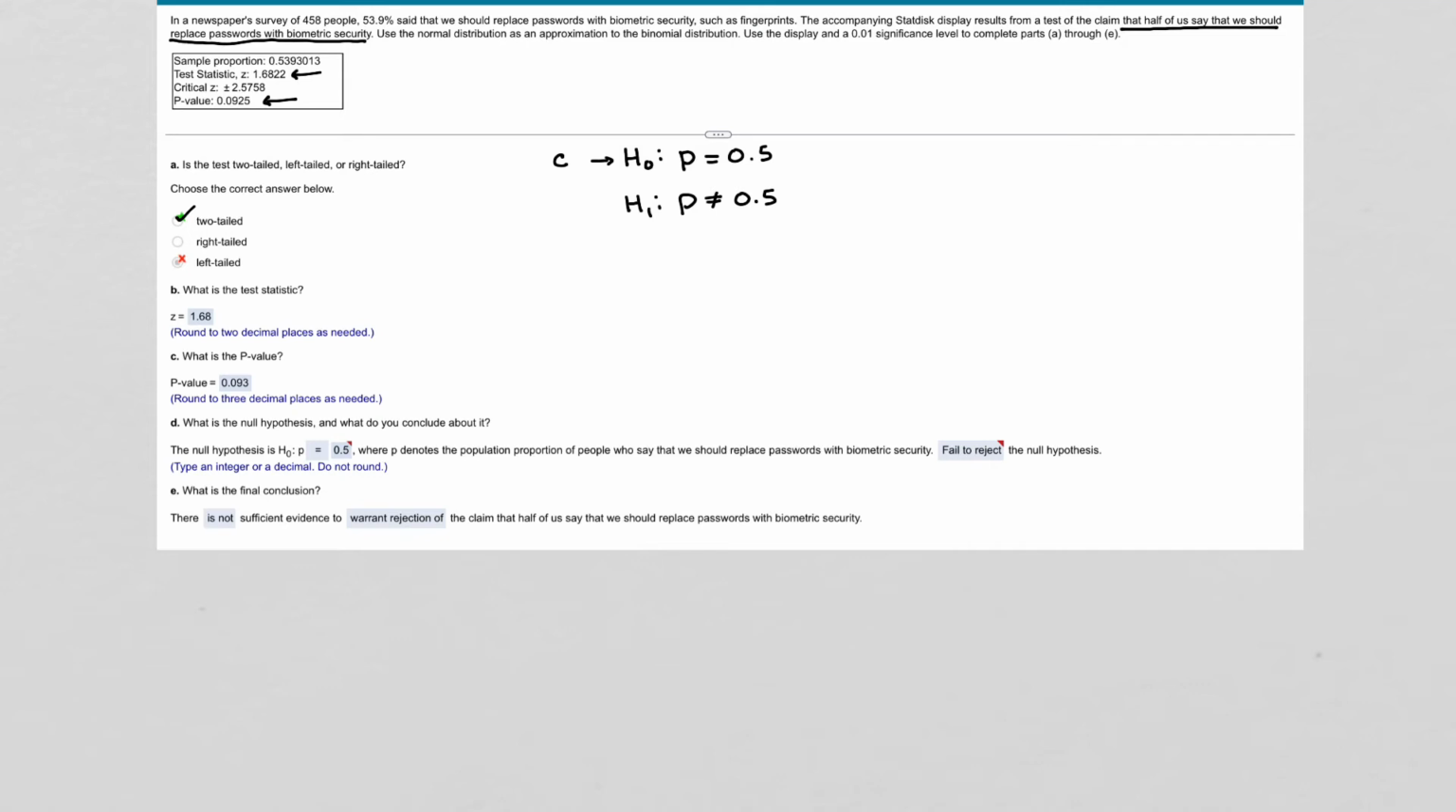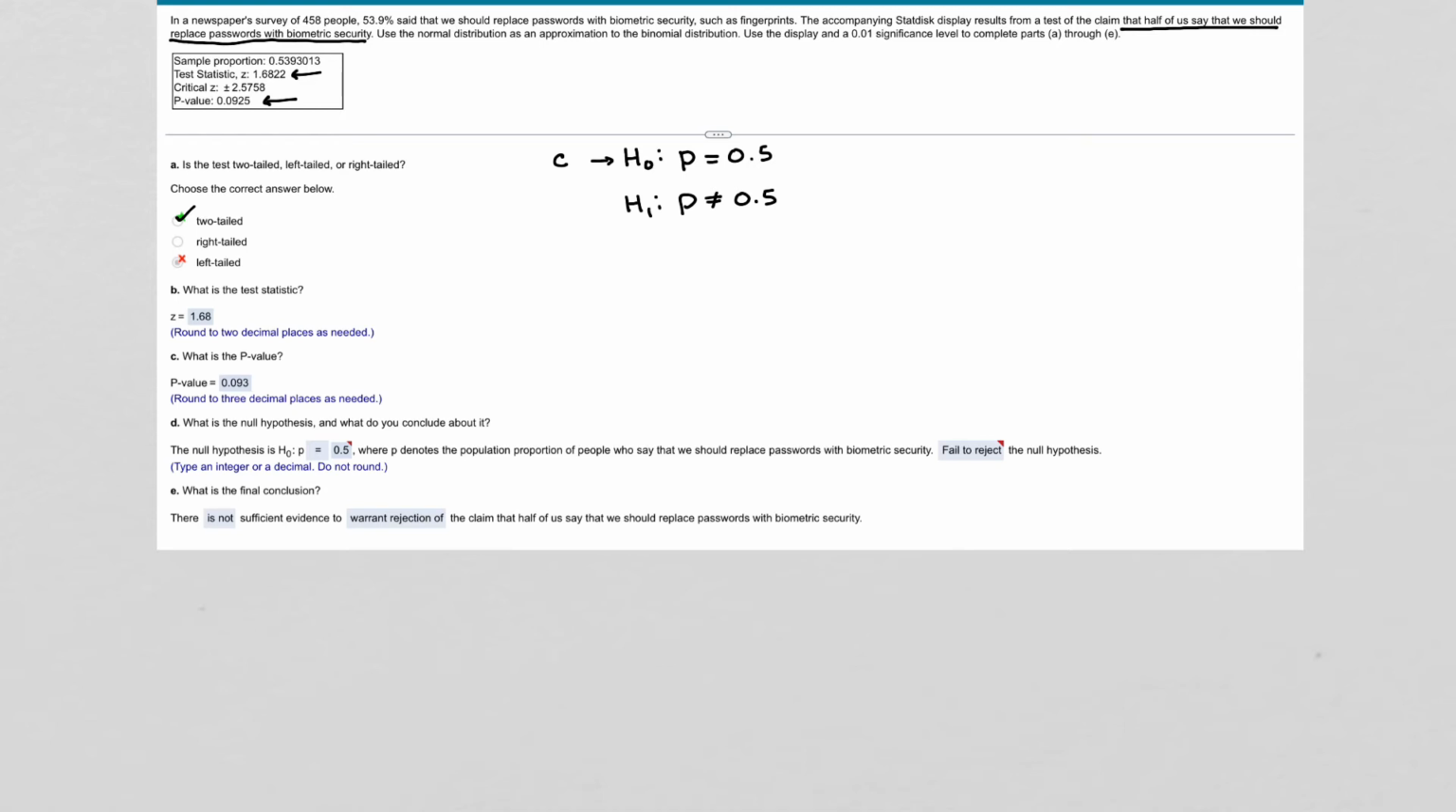So the null hypothesis is that P is equal to 0.5, where P denotes the population proportion of people who say that we should replace passwords with biometric security. And let's see what happened here. Are we rejecting or failing to reject the null hypothesis?